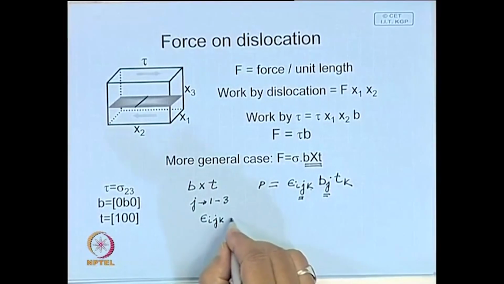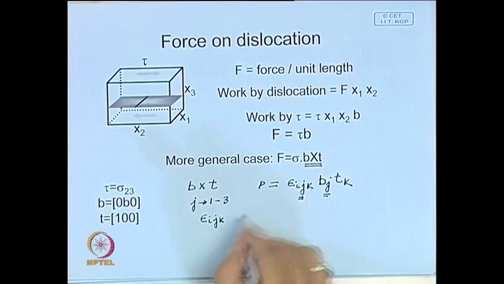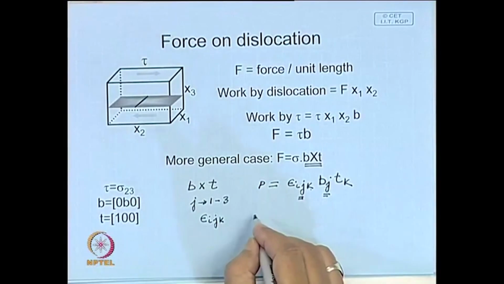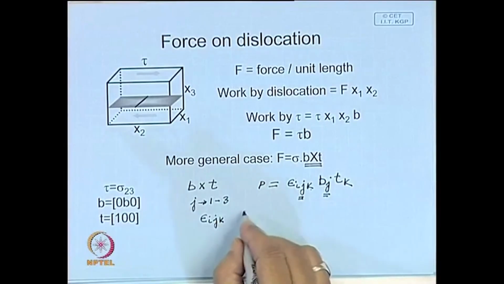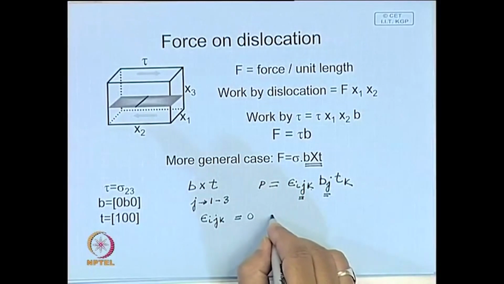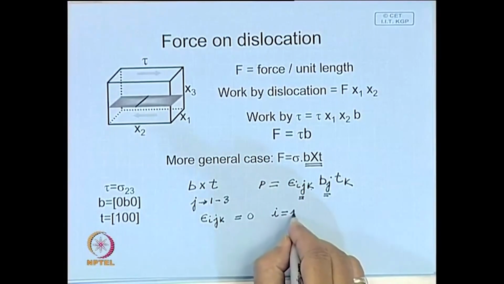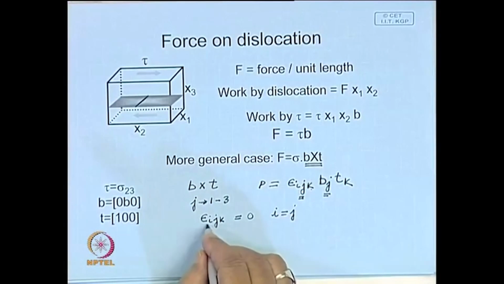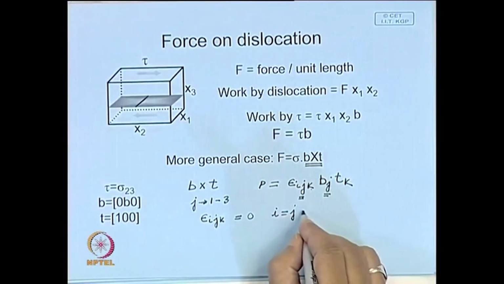This is a tensor of third rank, and i j k can have values 1, 2 and 3, and this is equal to 0 if any two of these suffixes are equal.